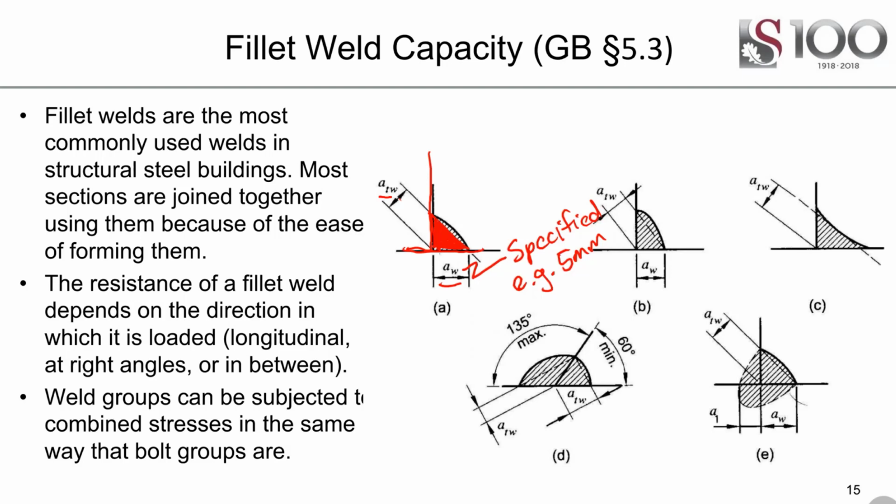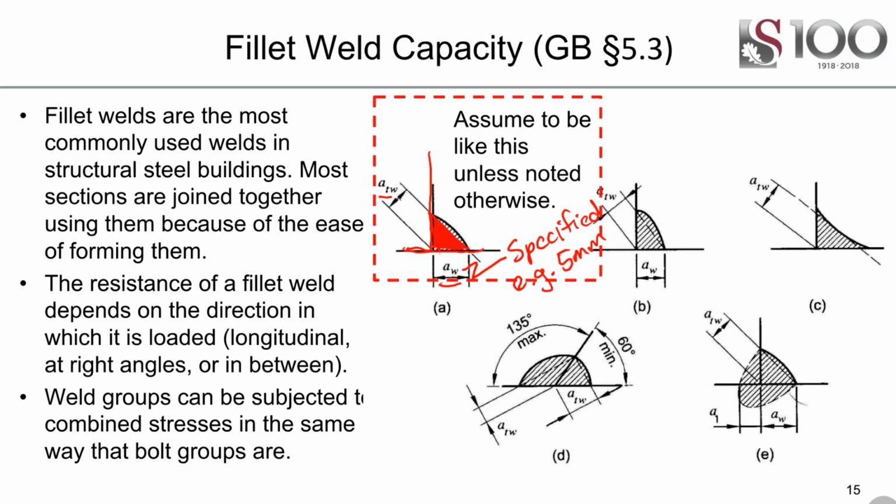Just two things to note. The orientation of the force affects the capacity. The resistance of a fillet weld depends on the direction in which it is loaded: longitudinal, at right angles, or in between. So be careful of that. And then weld groups can be subjected to combined stresses in the same way that bolt groups are, and we'll have a bit of a derivation of that.